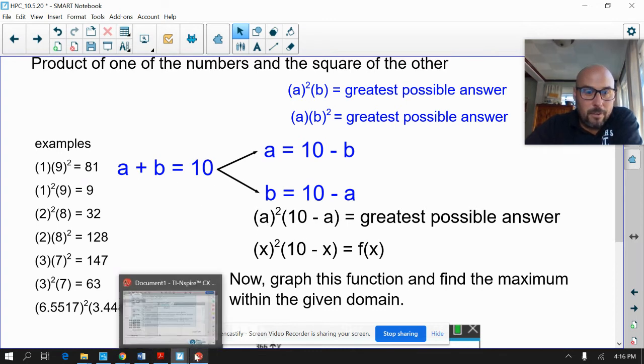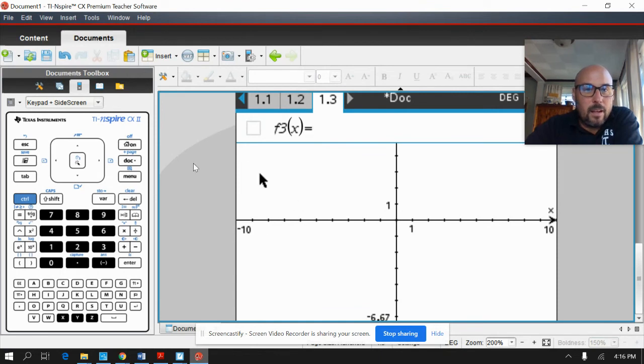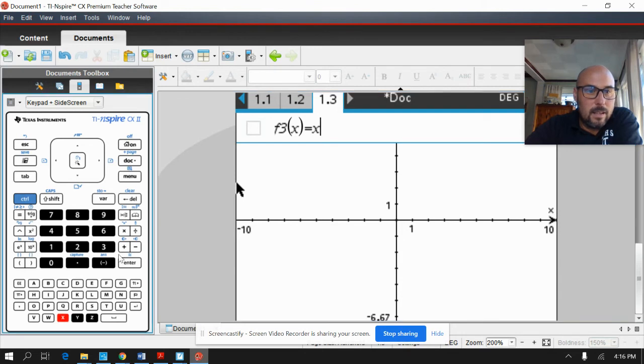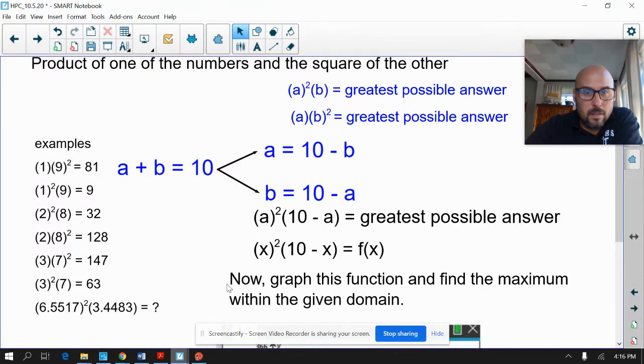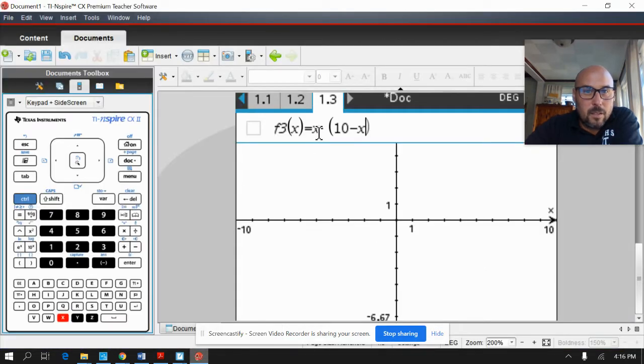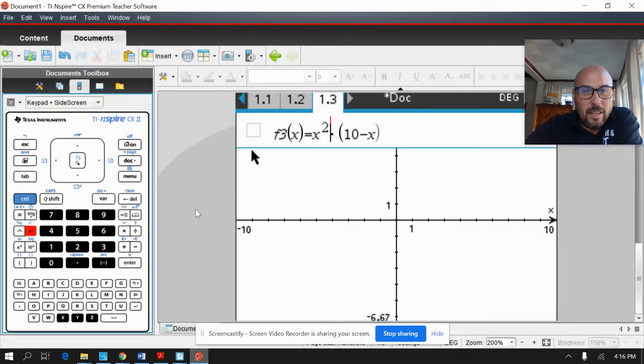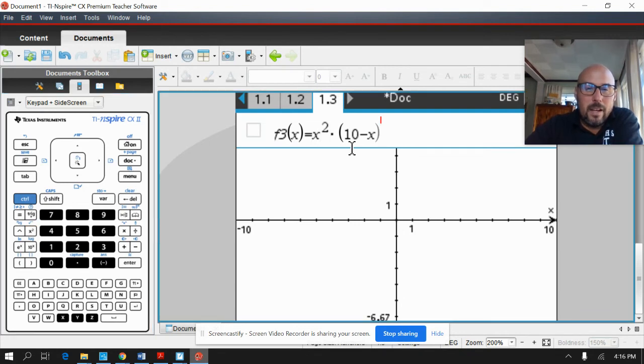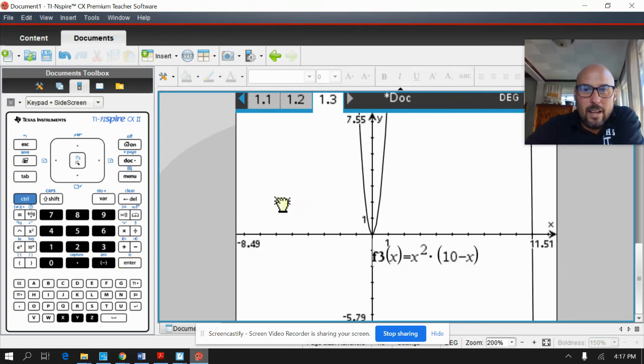So I go to my graph, and here's my inspire. So I just do x times parentheses 10 minus x. One of these was squared. The first one was squared. So x squared. And notice I did not multiply it out. And don't multiply it out, because that's going to be a time waster. You do not have to multiply it out. This is totally fine. You're leaving it factored. And you graph that. And here's the graph I got.